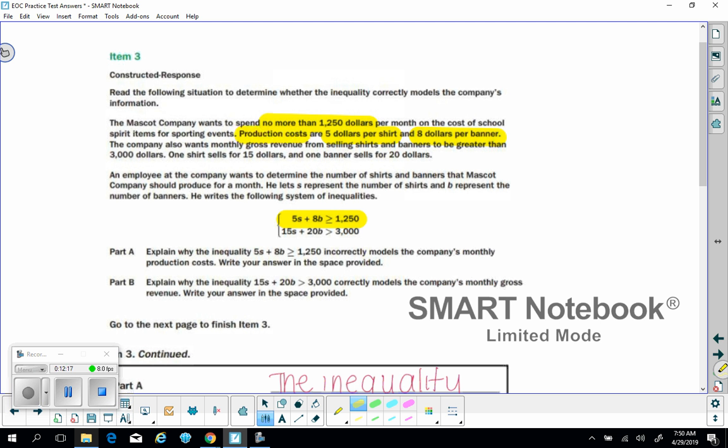Okay? They want to spend no more than $1,250. Can they spend more than that money? No. So they want numbers that are what? Less than. What is this symbol right here? What symbol did they use? They used greater than or equal to. This one is actually greater than. Do we want a quick review of those symbols?